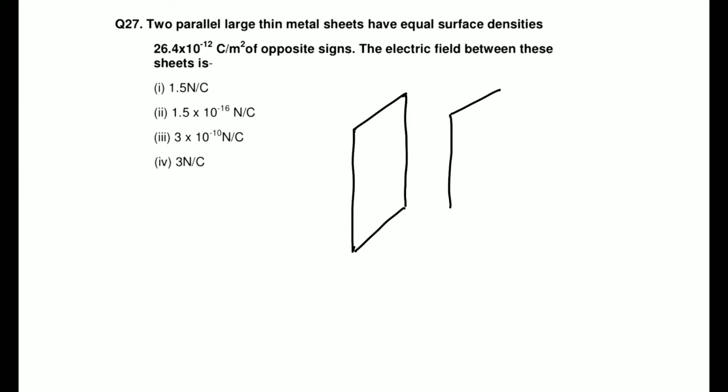So I have a parallel plate capacitor, right? One will obviously have plus sigma, and then the other will have negative sigma. So plus sigma means the density is given as 26.4 into 10 to the power minus 12. On the other hand, this one is given as minus 26.4 into 10 to the power minus 12.